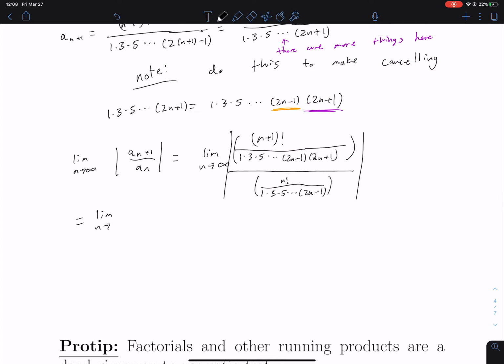And it's because I really wanted these two to look as similar as possible. I want it to be really clear in a way that I can see that things are going to cancel. So I have n plus 1 factorial over 1 times 3 times 5 ... 2n minus 1, 2n plus 1, times n factorial. I'm dropping the absolute value bars because nothing is negative here, so I don't need it. Okay, because I've written it like this, I can actually see that this part will exactly cancel everything except the last piece.